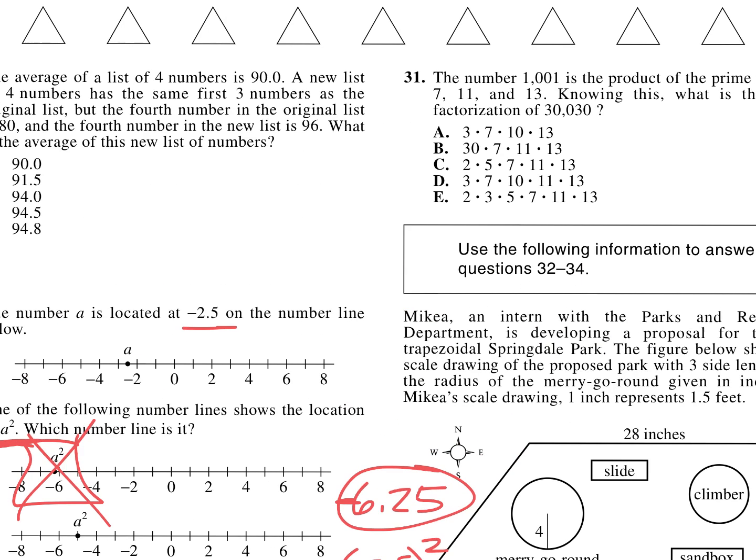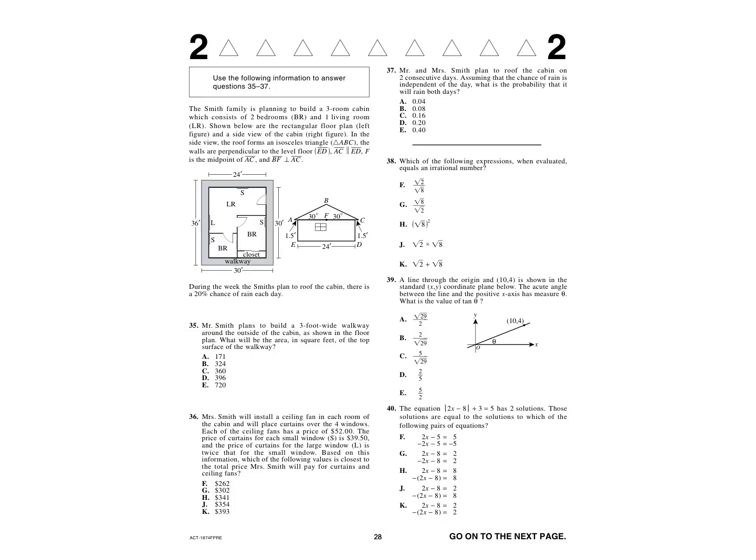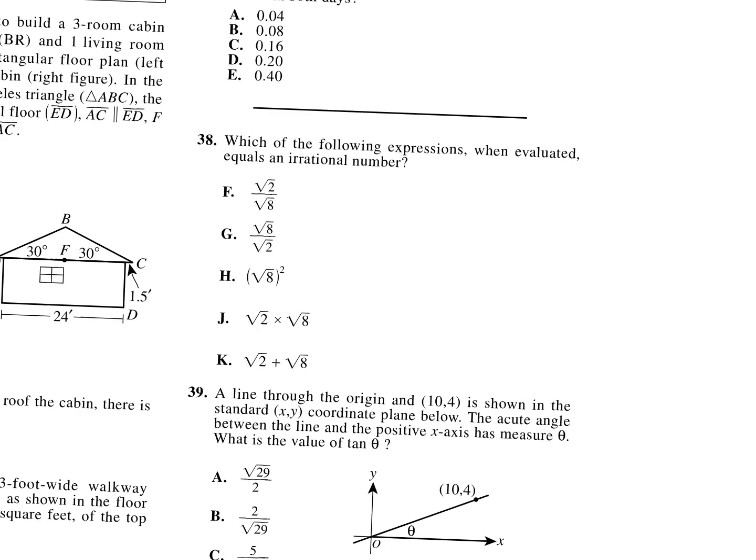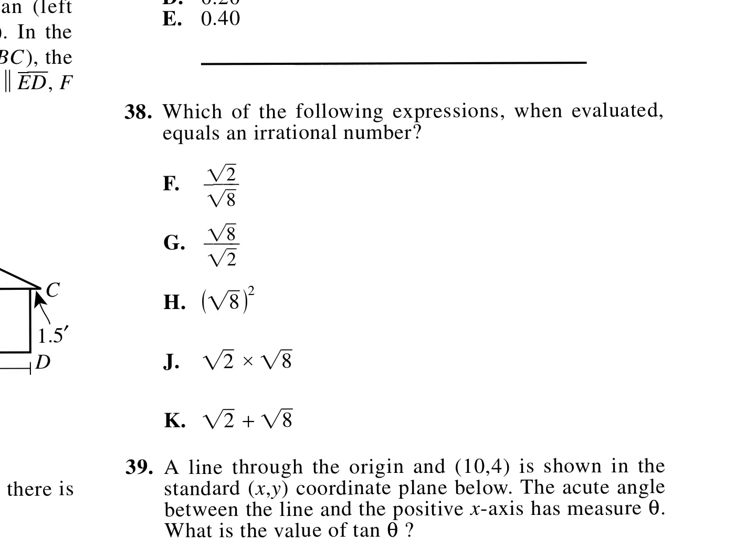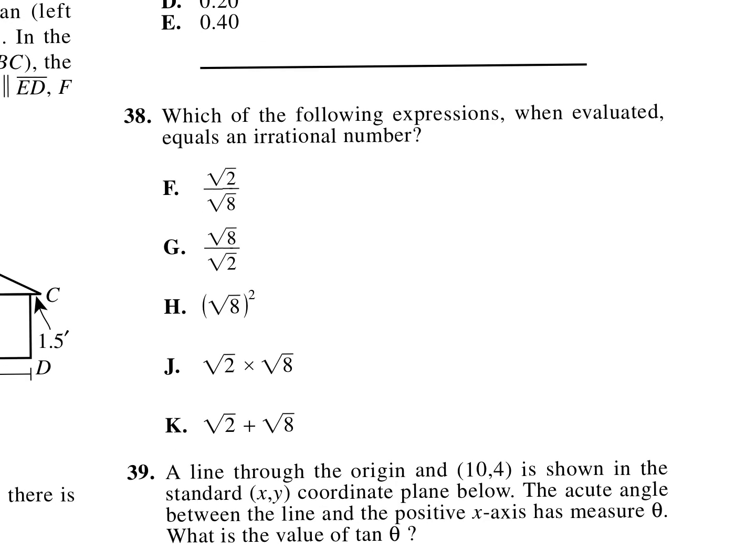Let's go to question 38. It says, which of the following expressions, when evaluated, equals an irrational number? How many of you know what irrational means? Okay, a few of you. But if you don't know what irrational means, that's irrelevant. Okay? It's saying one of these numbers is what? Different than all the others.